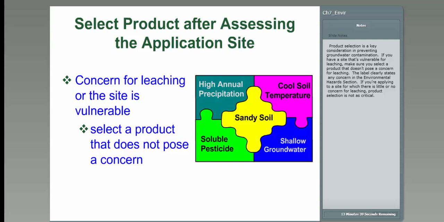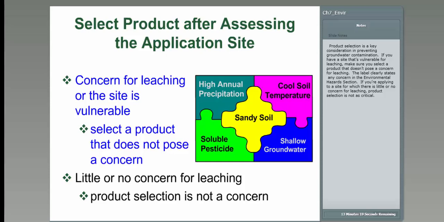Product selection is a key consideration in preventing groundwater contamination. If you have a site that's vulnerable for leaching, make sure you select a product that doesn't pose a concern for leaching. The label clearly states any concern in the environmental hazards section. If you're applying to a site for which there is little or no concern for leaching, product selection is not as critical.